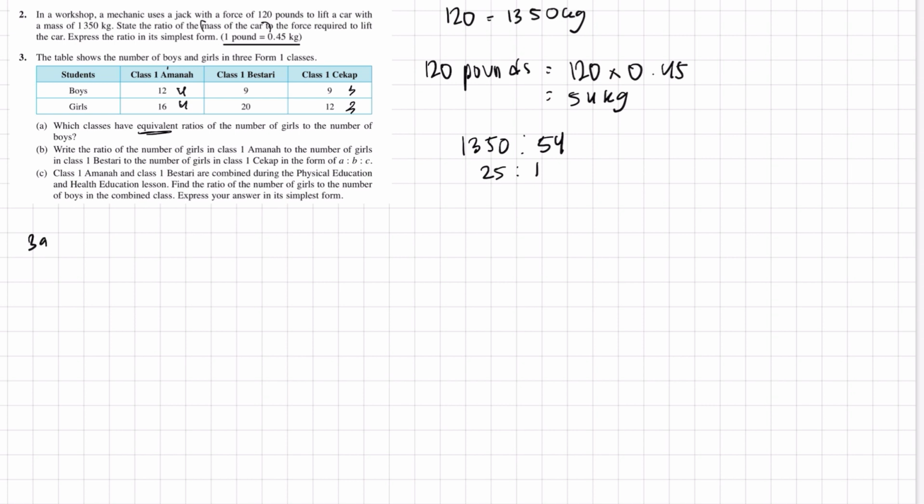For number 3A, which classes have equivalent ratio of number of girls to the number of boys? How do we find equivalent ratio? We just need to find the common factors between the numbers. In this case, in one aminah, we can divide by 4. Same as in one checkup, we can divide the numbers by 3. So the classes that have equivalent ratio of girls and boys are one aminah and one checkup.